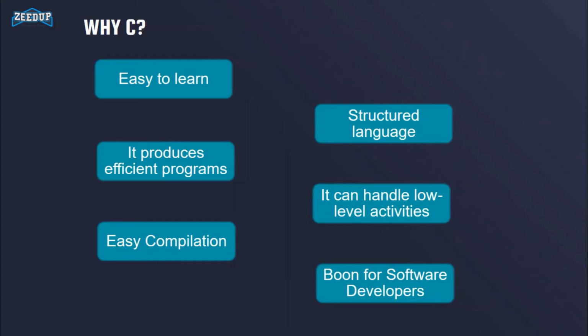Easy compilation. C can be very easily compiled, and once it is compiled, it can be used almost everywhere. You just need to write a simple C program, and once you compile it, then you can use it again and again until you make some changes to it. It is a boon for software developers. I have already told you that, but that is another reason why you should go for C.